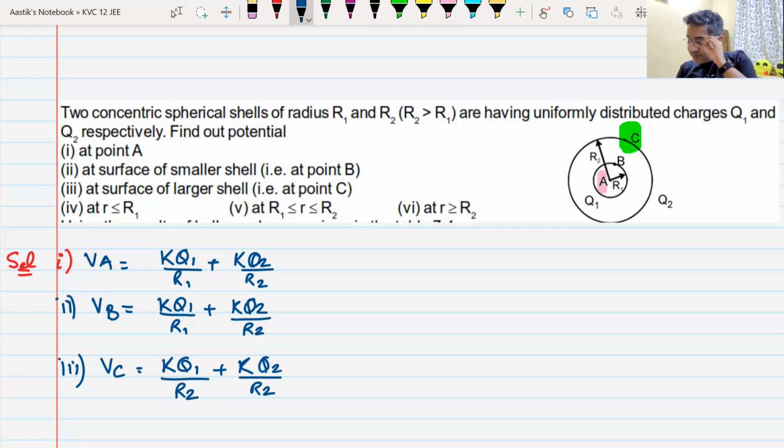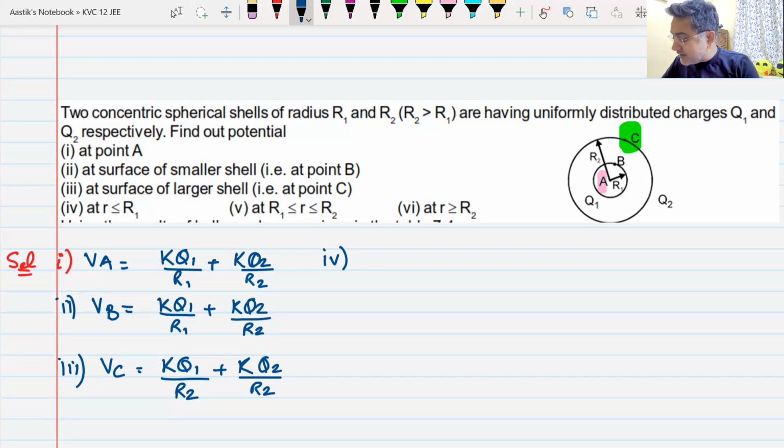Now we have inside shell number 1, between shell number 1 and shell number 2, and outside shell number 2. Can you tell me what is the answer for the fourth one? The fourth one is inside shell number 1. And what will be the answer for inside shell number 1?